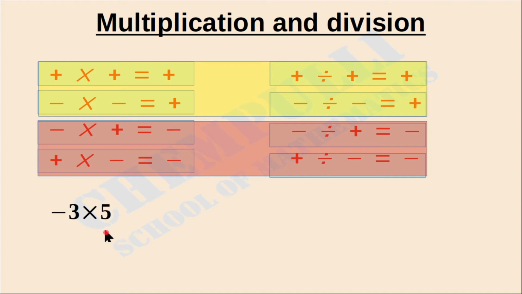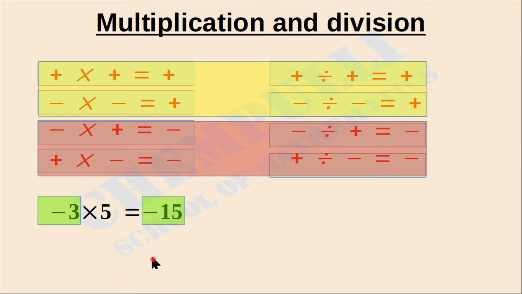Then we can check some examples. Negative 3 times 5: only 5 means positive 5, so both signs are different, and the answer is negative 15. Now we check the division part. We take negative 15 and negative 3. What is negative 15 divided by negative 3? We know the answer is positive 5.